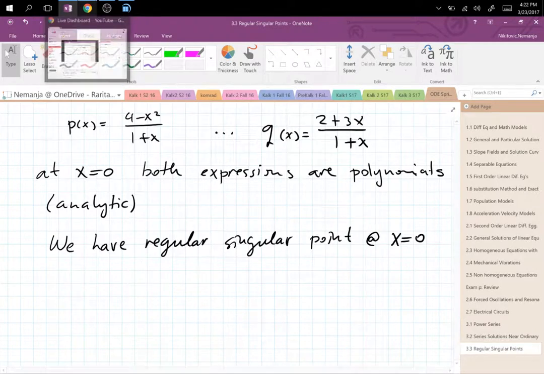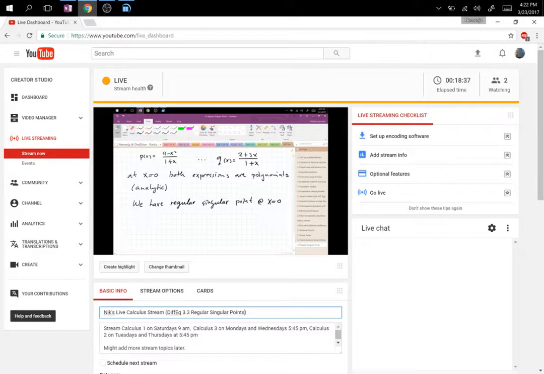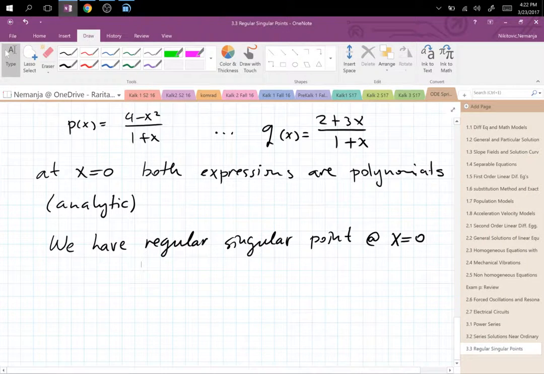Is the stream okay? It's kind of yellowish, but it works, I guess. Testing the new computer, so I hope there is sound. There is sound? Okay, so I hope it's not clipping.